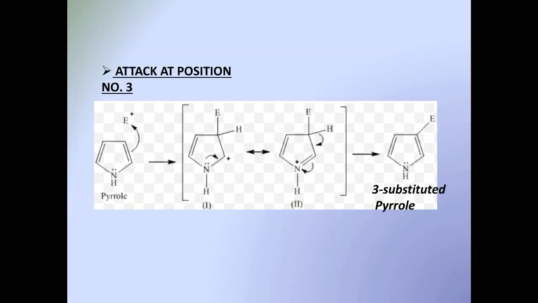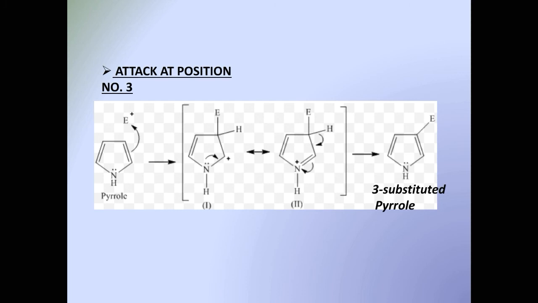Now we will see the attack at position number 3. Again here E positive is the electrophile which attacks at the C3 carbon atom, due to which it forms a positive charge on the C2 position and the bond is shifted toward the C3 position. Now the lone pair of the nitrogen atom is shifted towards the C2 position and the nitrogen forms a positive charge, and then the hydrogen, that is the H positive proton, on deprotonation gives the 3 substituted pyrrole structure.